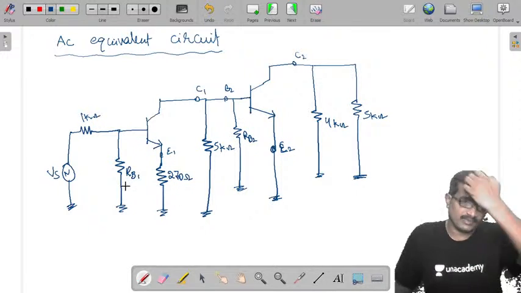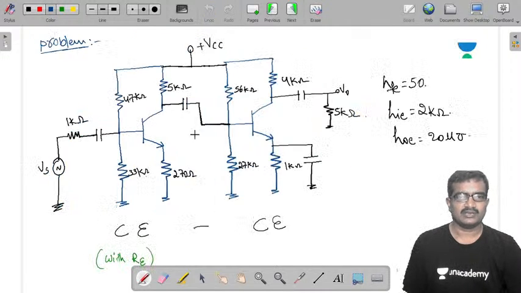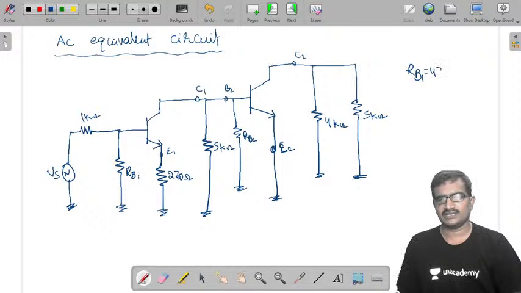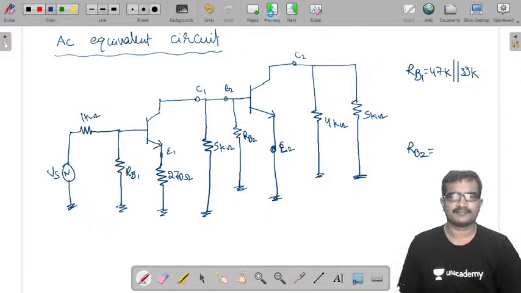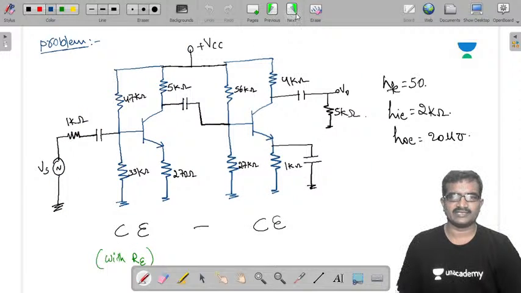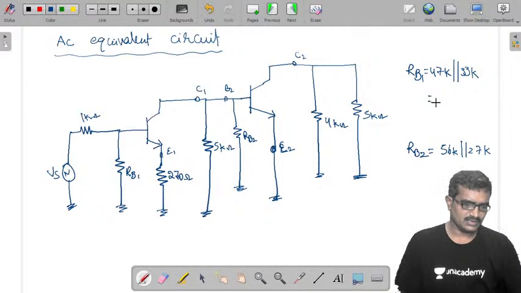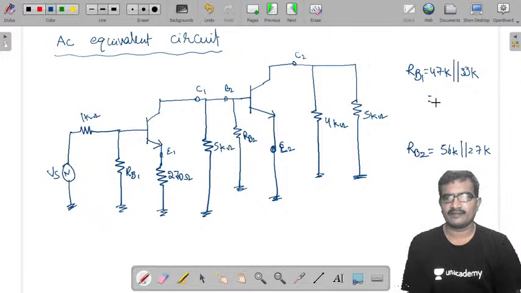Now I'm going to calculate first RB1 and RB2. So RB1 is 47 kilo ohms parallel with 33 kilo ohms. Similarly, the RB2 value is 56K parallel with 27K. Just calculate the values first. So it is 47 into 33 divided by 80.